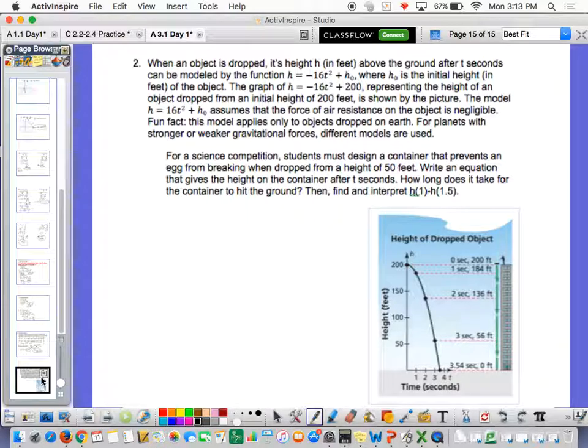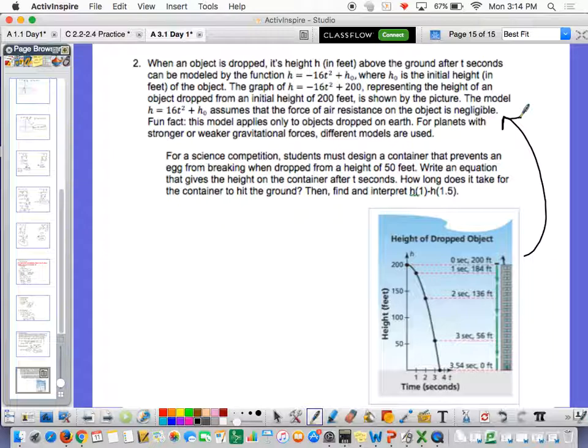So for a science competition, students must design a container that prevents an egg from breaking when dropped from a height of 50 feet. I'm sure you've done something like this. Okay, so the picture applies to this up here, but now we're going to drop something from 50 feet. We're going to write an equation that gives the height of the container after t seconds. And we want to know how long it takes for the container to hit the ground. And then we want to find and interpret h of 1 minus h of 1.5.